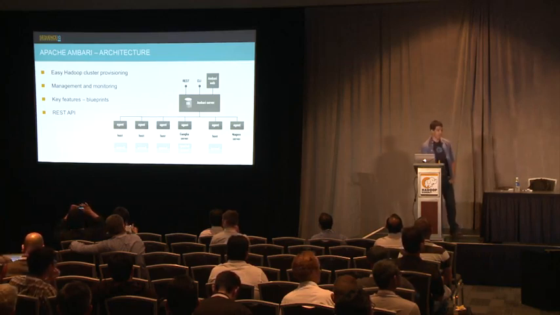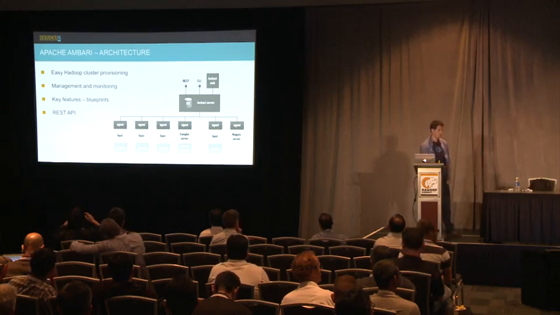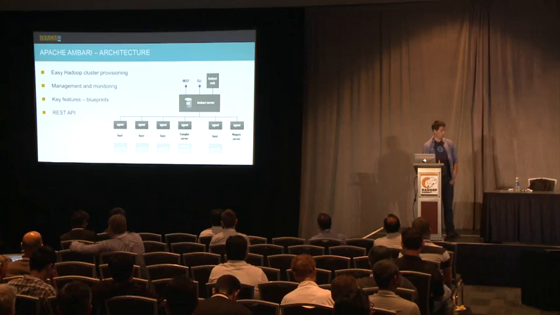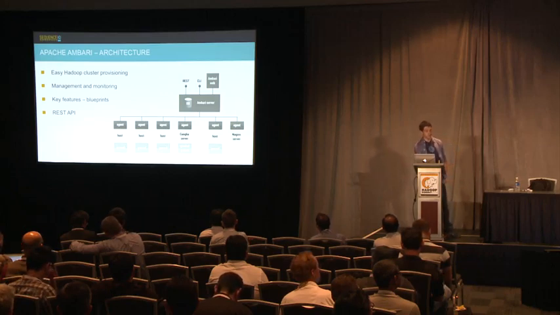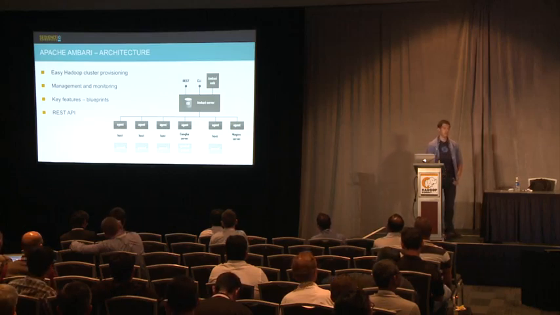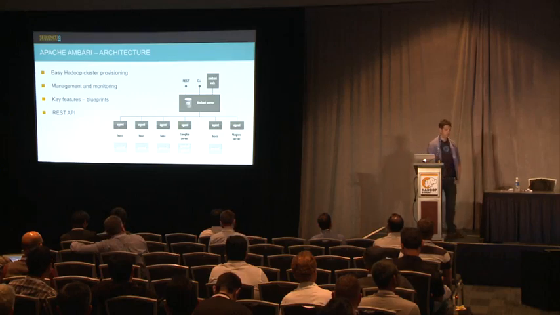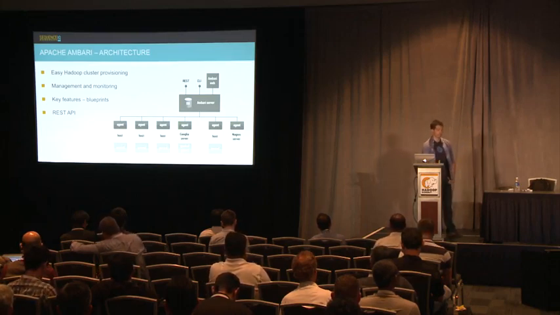The next key component in our stack is Apache Ambari. I don't want to go into many details because there were lots of good talks about Ambari during the Hadoop Summit. The key points of Ambari, just to recap, is that the main goal of Ambari was to ease Hadoop provisioning, basically monitor and manage the whole cluster through a web UI or a REST-based API.